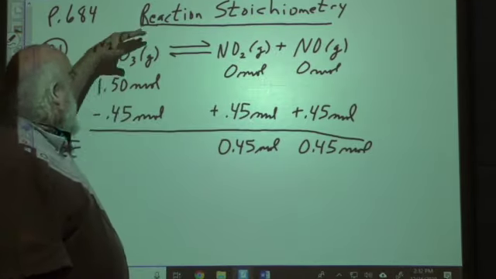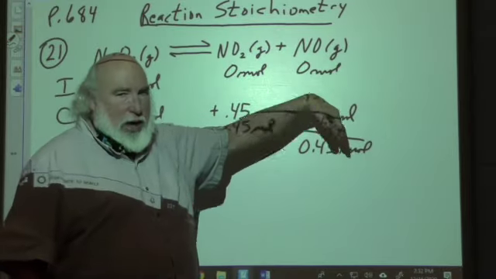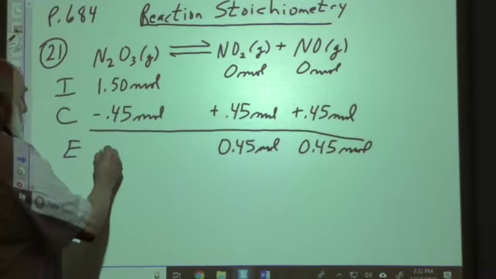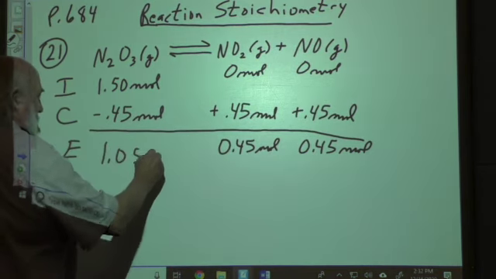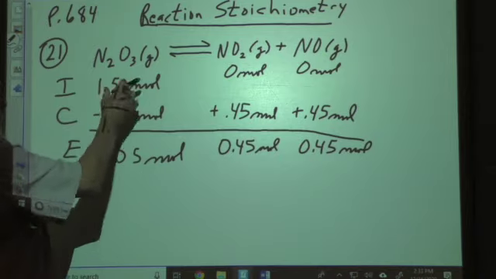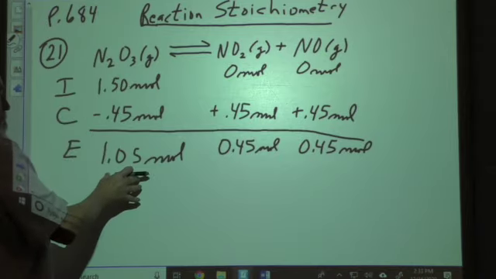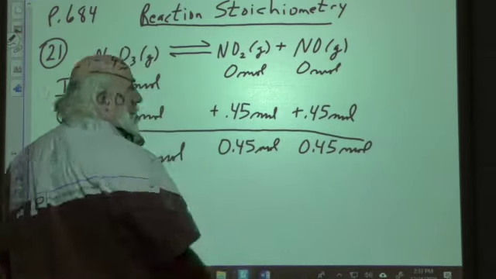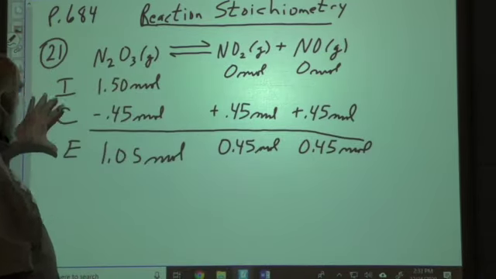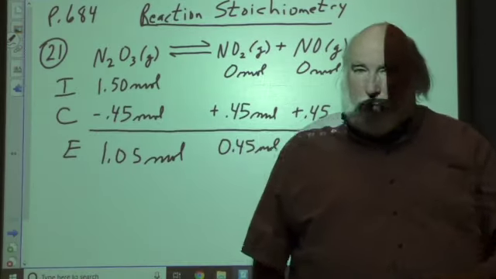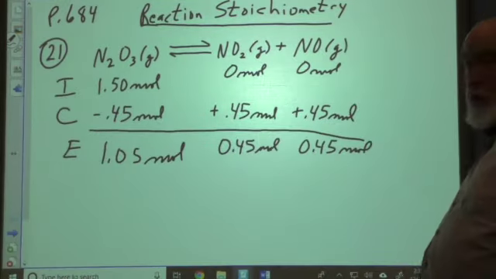1-to-1-to-1 means the amount lost equals the amount gained equals the amount gained. Okay, remember the stoichiometry to this. So this is going to give us 1.05 moles. So at equilibrium, we're going to end up with 1.05 moles of N2O3, 0.45 moles of NO2, and 0.45 moles of NO. This is called an ICE process, and we're going to be using ICE throughout this chapter. This is the basic idea for it.